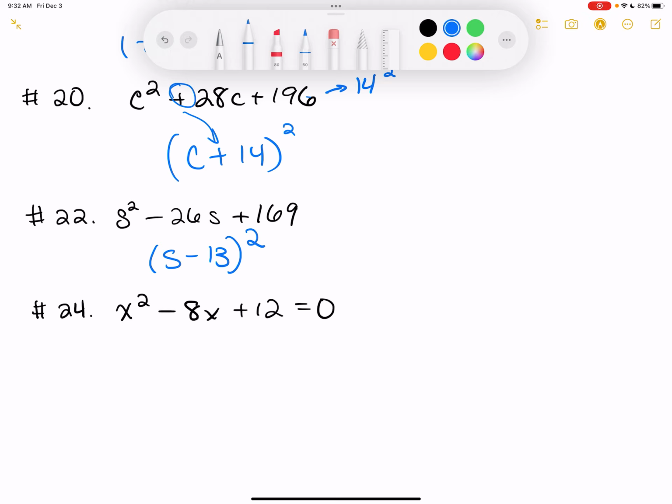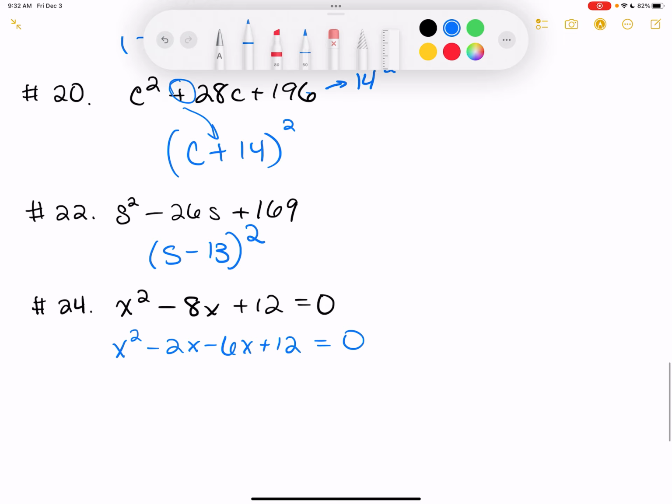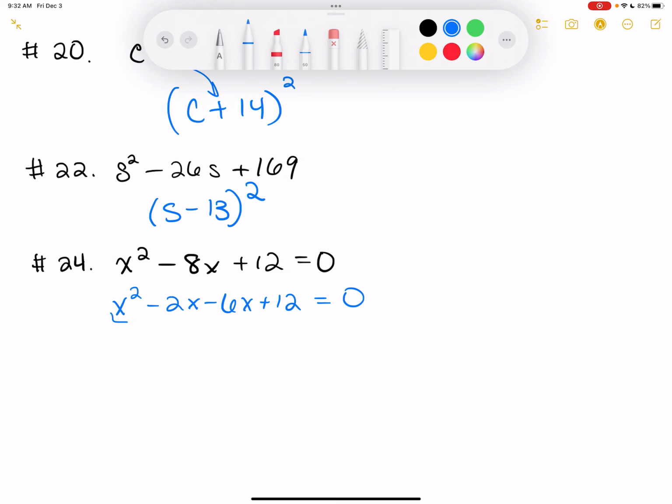So what would this factor into? 3. Oh, 6. Wait. Oh, yeah. 6 and 2. Okay, what are the signs on 6 and 2? They're both negative. So x squared minus 2x minus 6x plus 12. And I would just always write the equal 0 so you don't forget that part. So then grouping, what do I take out of the first part?